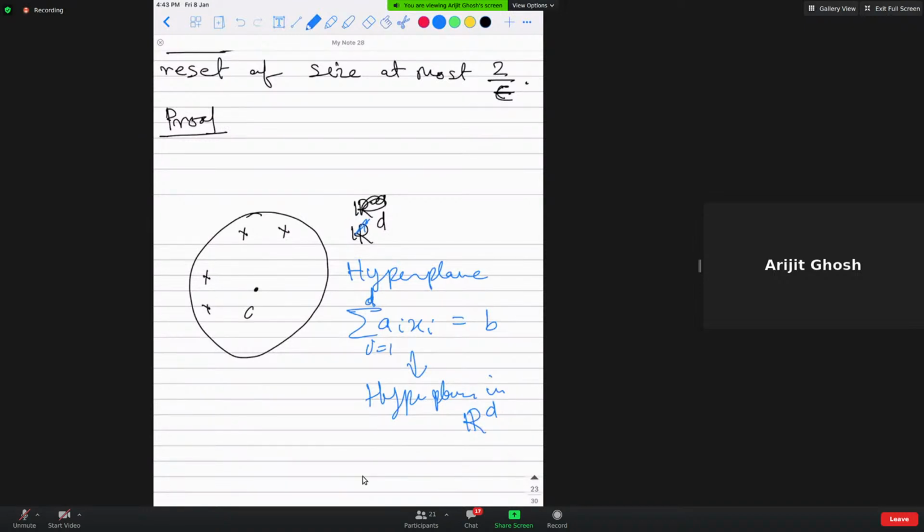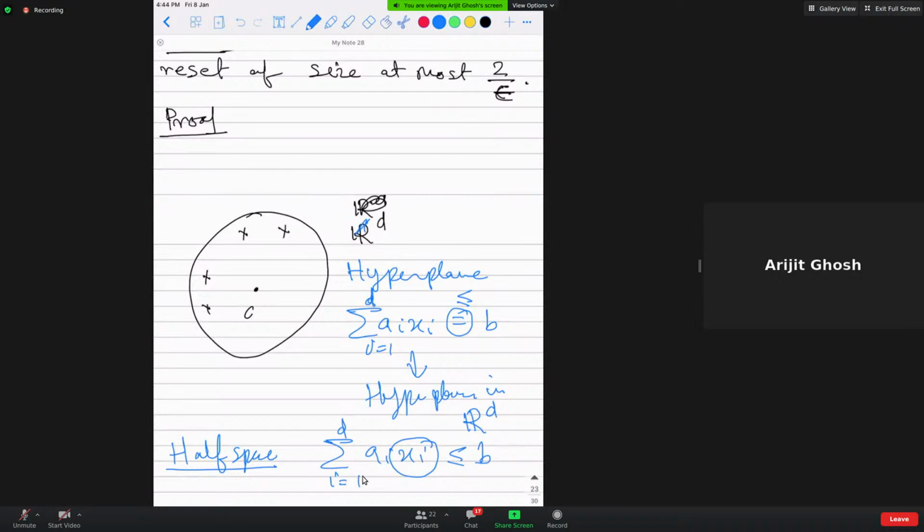And what is a half space? Rather than having this equality, you make it into an inequality like this: summation of ai xi, i equal to 1 to d, less than or equal to b. The set of points that satisfies this equation, where the ai's and b are constants and the variables are the xi's, are basically half spaces in R^d.